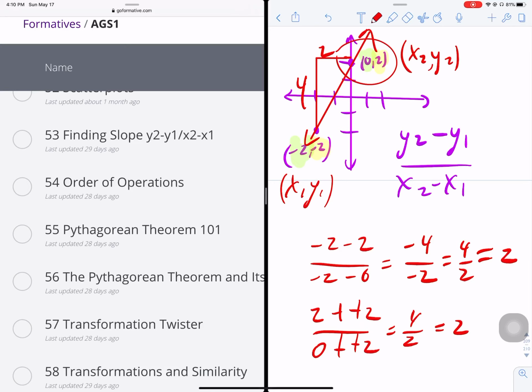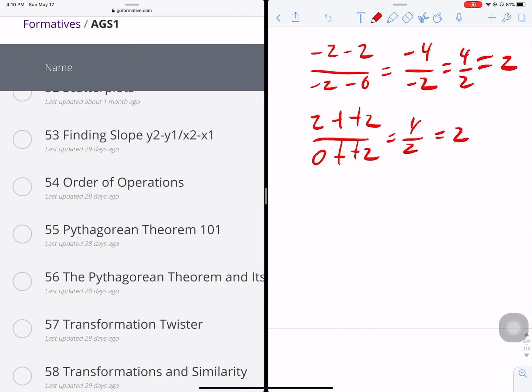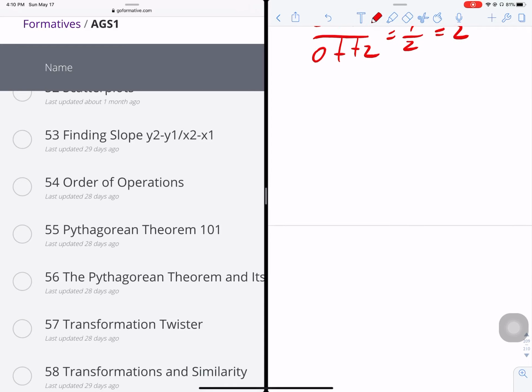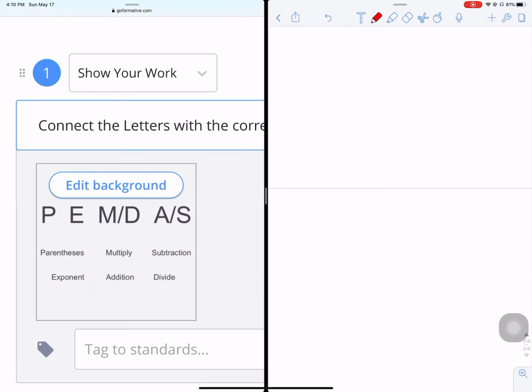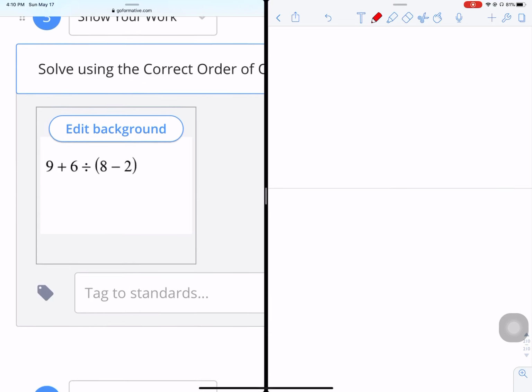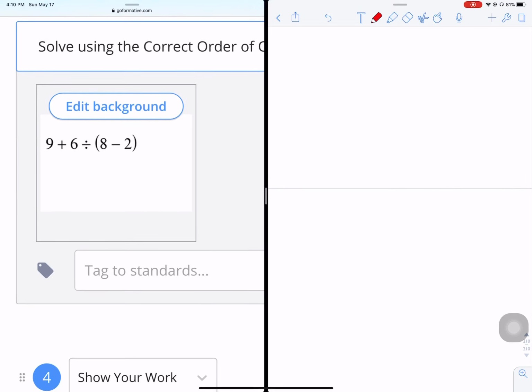Okay, so that's 53. Let's go on to 54. 54 is order of operations. Just remember, I think that lesson's pretty self-explanatory. Plus, it's more of a review, and it starts out with some review. I'll just show you this one.